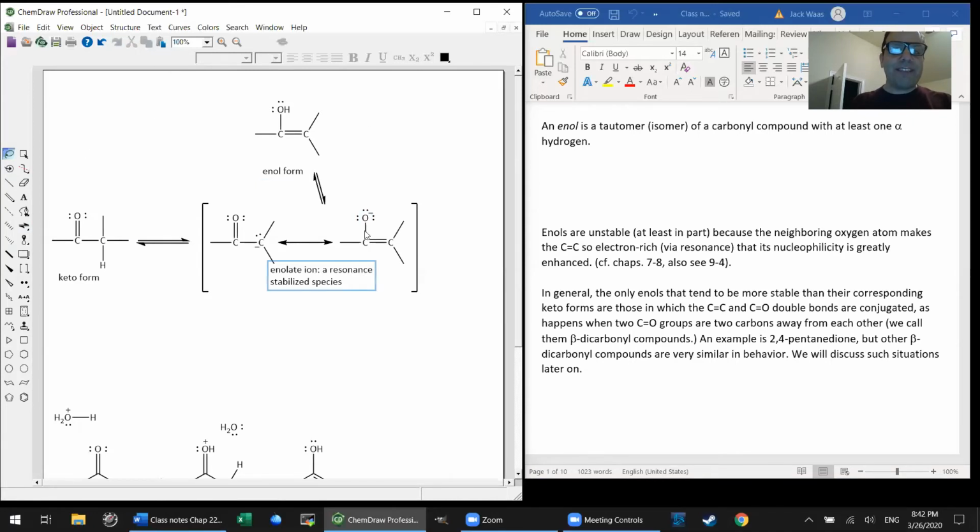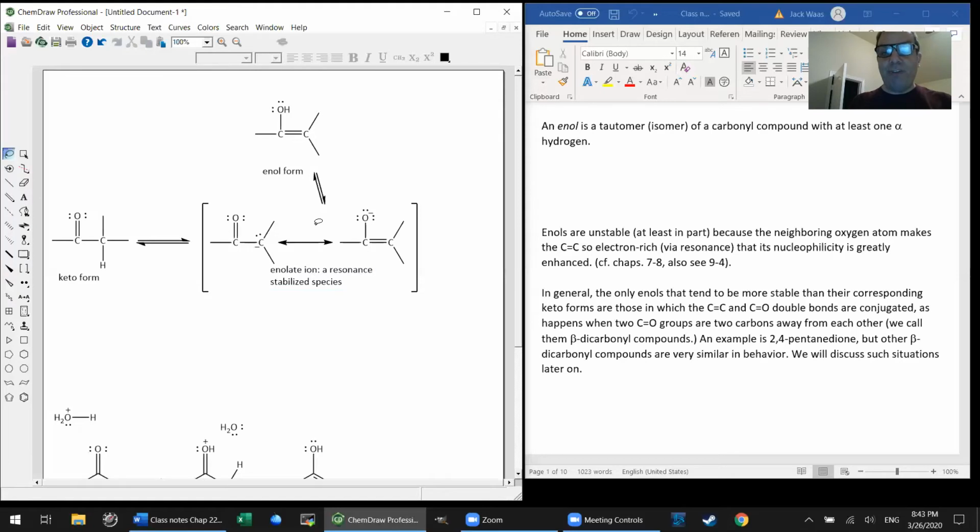But I would say something like this is really what the whole picture looks like. In the middle, you've got a resonance stabilized species. That means whenever you're drawing an enolate ion as an intermediate, and it will show up as an intermediate in a lot of reactions that we're going to cover over the next couple of chapters, it does not matter which of these resonance forms you draw. Either one of them can be used to draw a correct mechanism. And that just highlights that there's one species here.